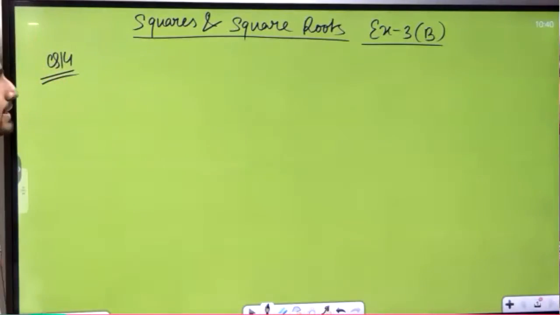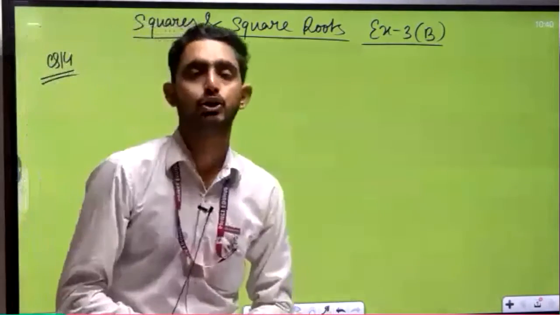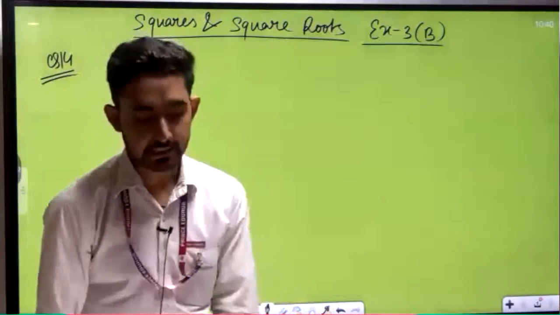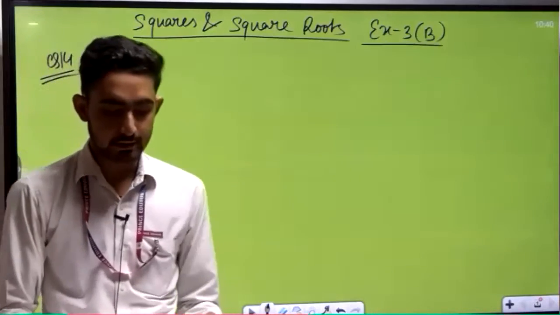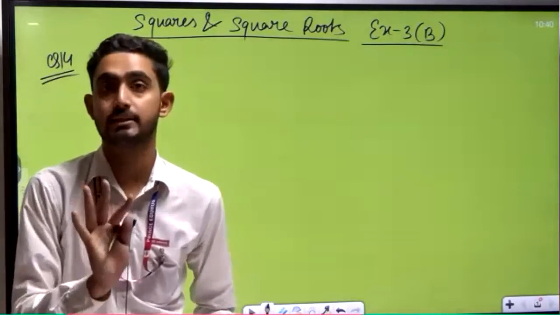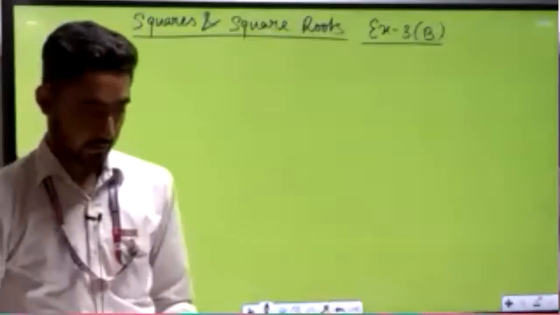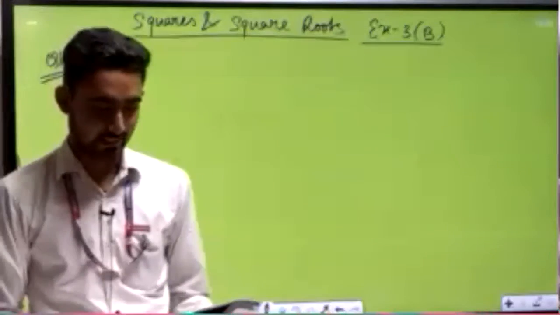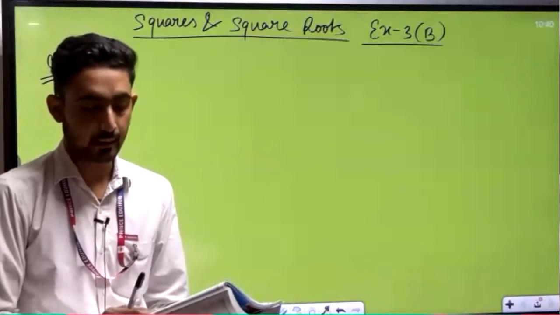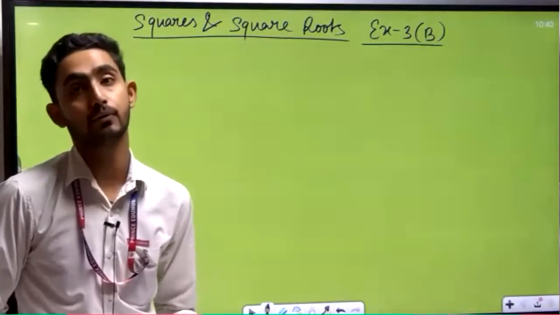Okay, students, so exercise 3B, question number 14. All of you see, very important question. In this question it says 3,600 soldiers are asked to stand in different rows. Sorry, it's not students, soldiers are there. And every row has as many soldiers as there are number of rows. So find the number of rows.